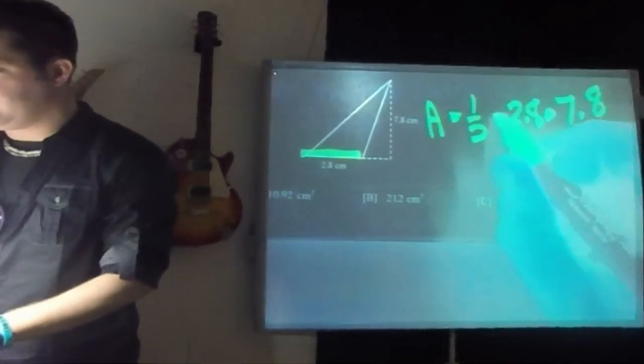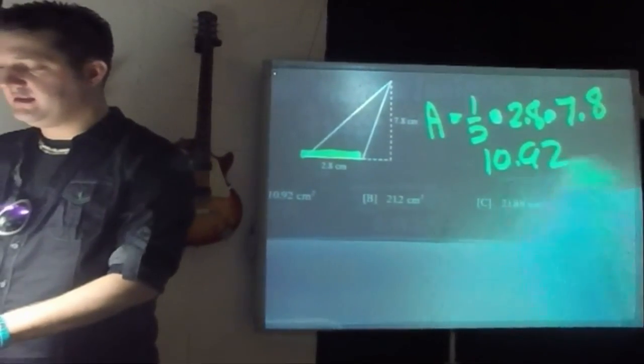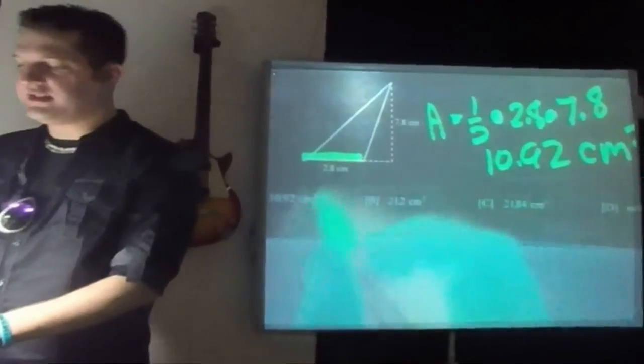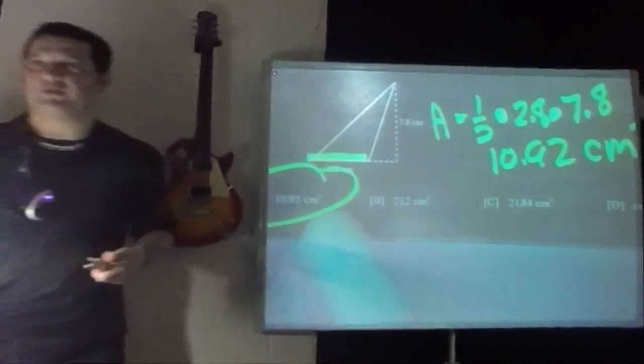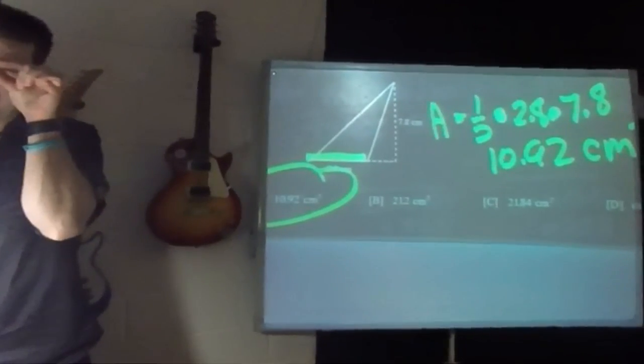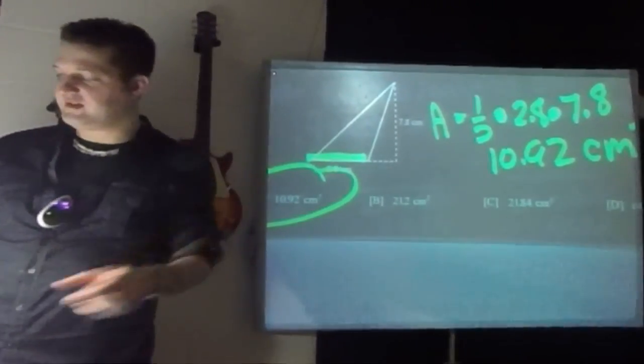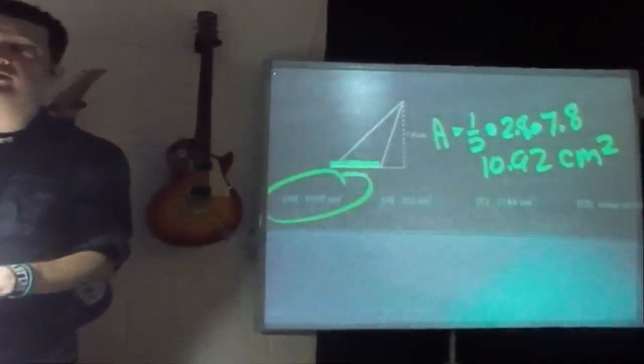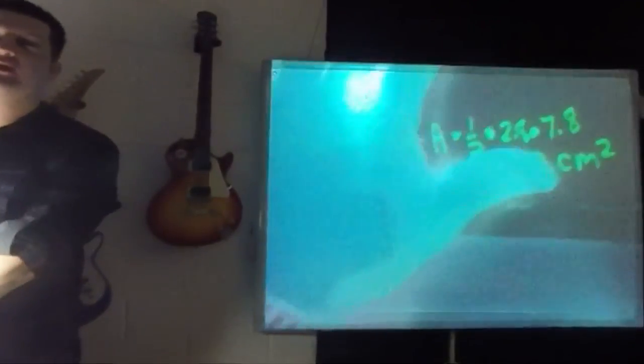Equals 10.92 centimeters squared. Notice the units are different there. So that's a smaller triangle because we're talking centimeters squared, which are really small units. Okay, on that, this is what 4 out of 5 problems look like.